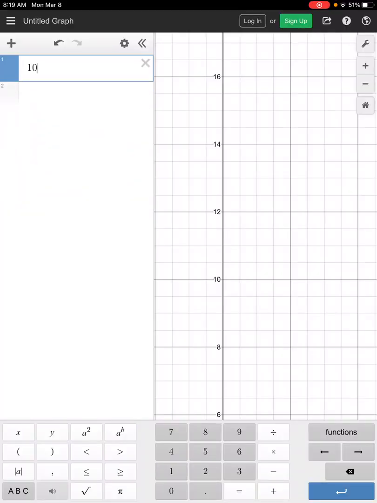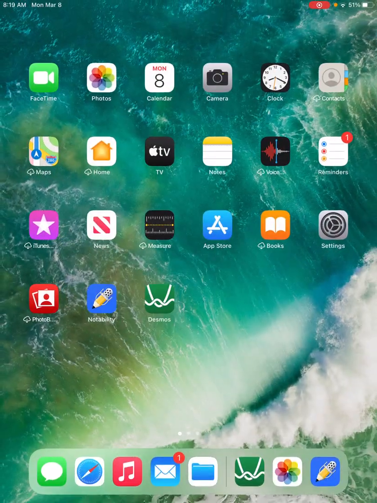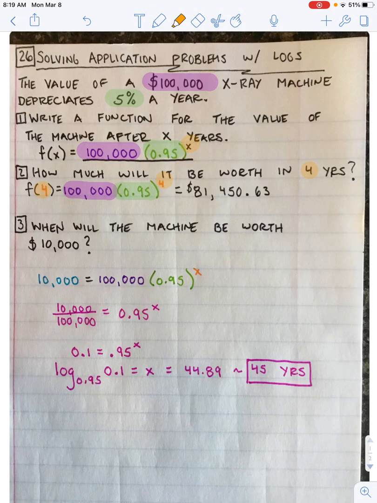Okay, so we have 100,000, parentheses, 0.95, raised to, remember, is this A to the B button, 4th. And there we have our answer of $81,450.62, but there's a 5, so we're going to round it to 63 cents. And that is our answer right here, $81,450.63.